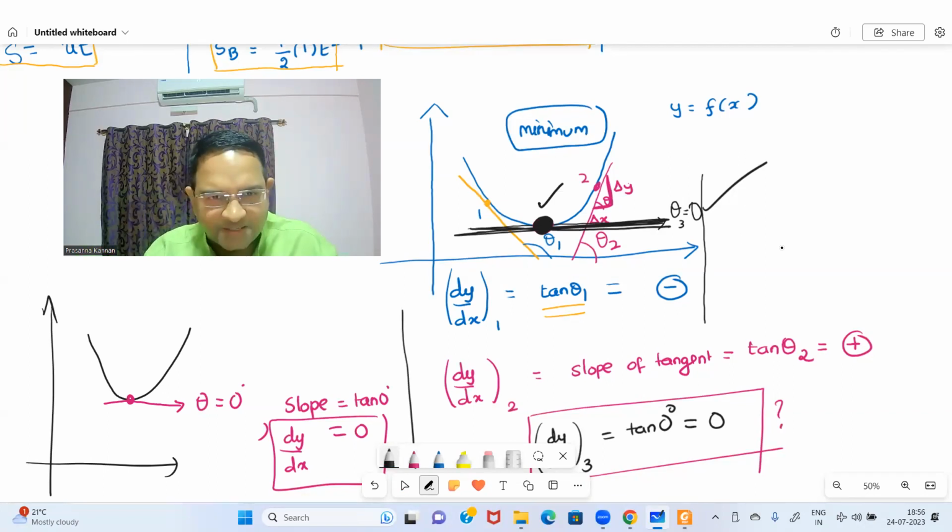Now, how do you be sure that it is the minimum point? So the necessary condition is that the first derivative is 0. Now, the second derivative will give you information about whether it is minimum or maximum. Let me tell you now.